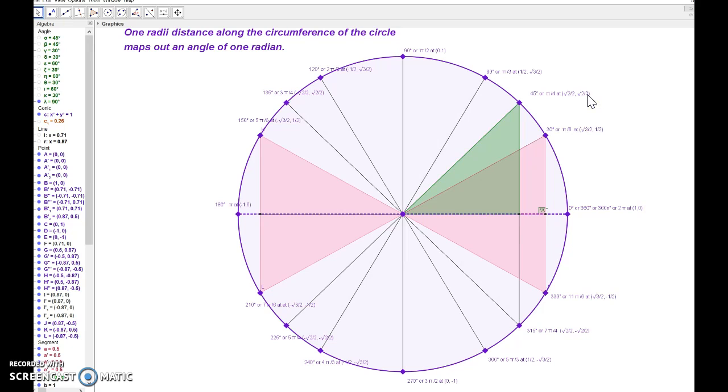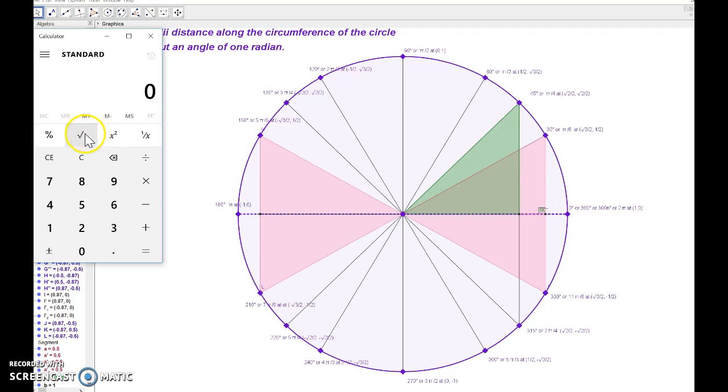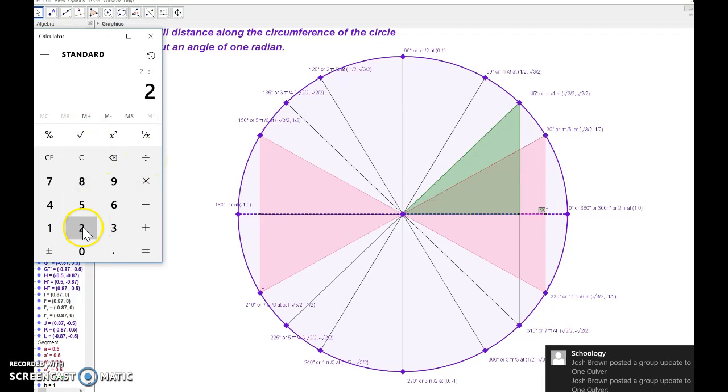And let's get an idea what that value is by punching that into your calculator. So the square root of 2, value divided by 2, that doesn't look like that went in right.